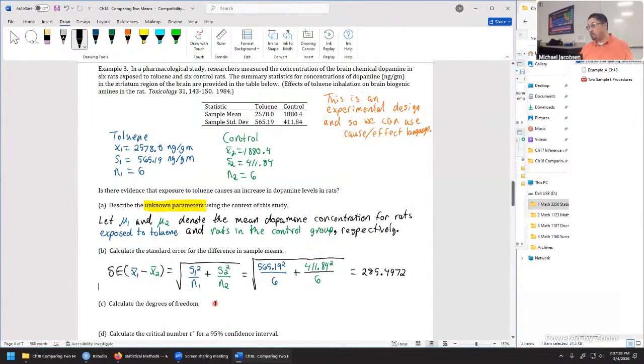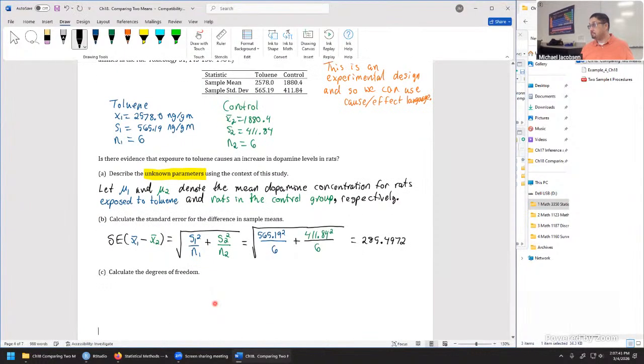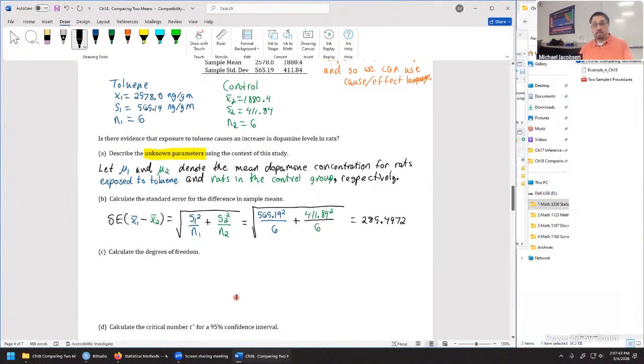So that's our next step. Compute the degrees of freedom. We have the formula above. Let me cite it down below here. The degrees of freedom, we still call DF. But now it looks like this. We take the standard error of x bar 1 minus x bar 2, meant to color code that, and we raise that whole thing to power 4.